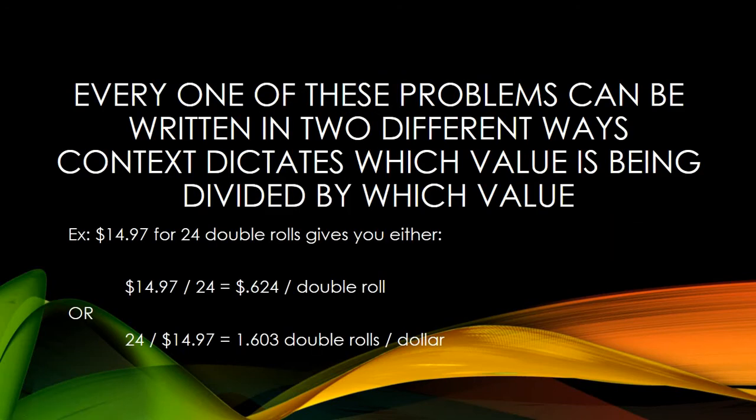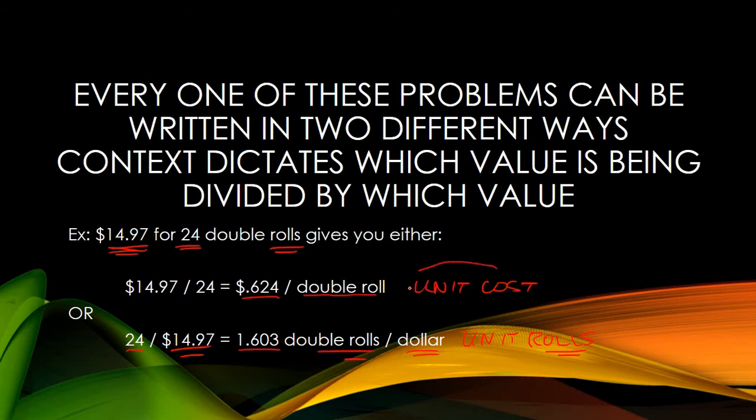Because every one of these problems can be written in two different ways, right? The context tells you what you're looking for. So here, if I take $14.97 divided by 24 double rolls, then I get $0.624, 62.4 cents per double roll. This is a unit cost, okay? But if I take 24 rolls divided by $14.97, then I get 1.603 double rolls per dollar. This is not unit cost, right? This is unit rolls, if you will. How many rolls can I get per unit of cost, per dollar?